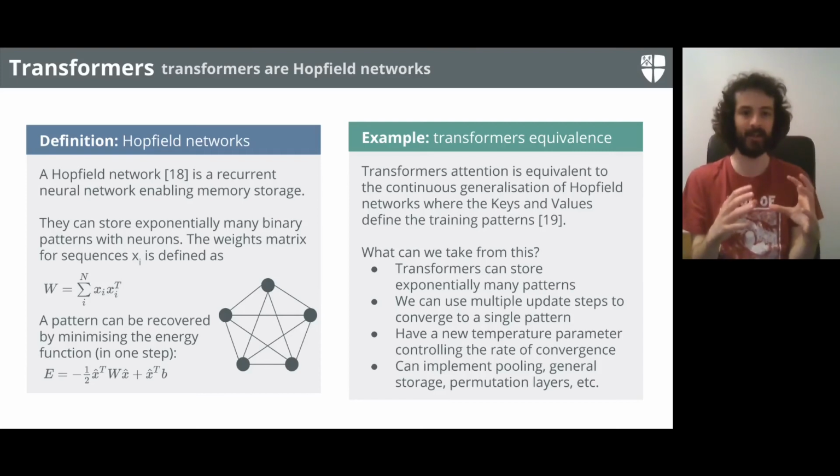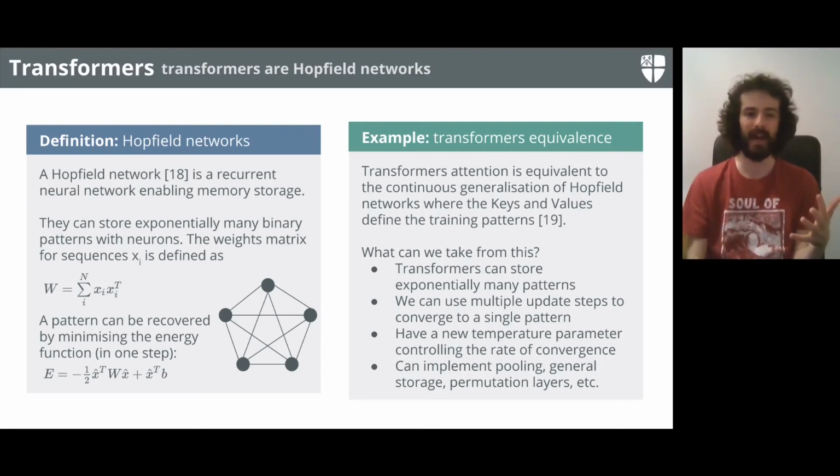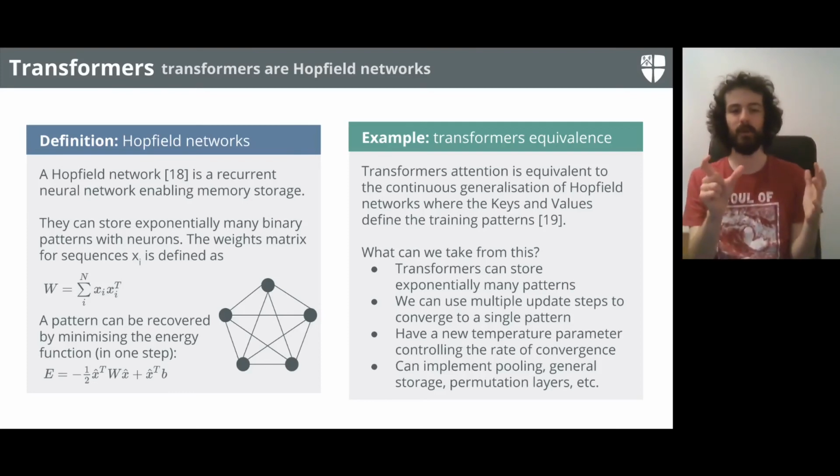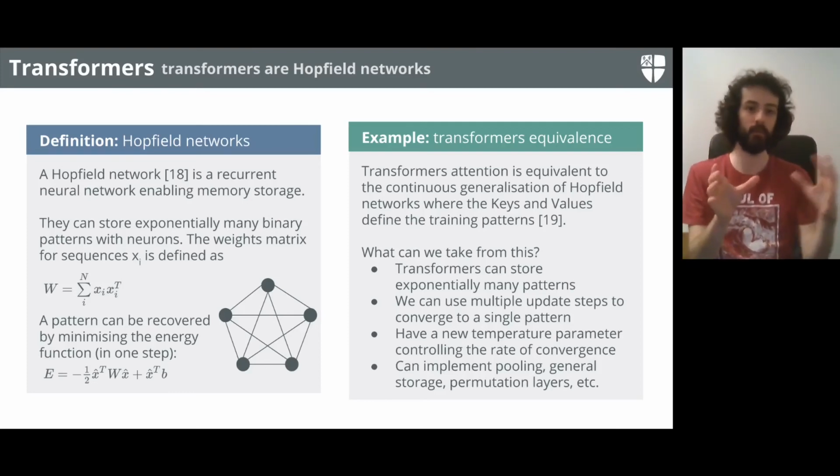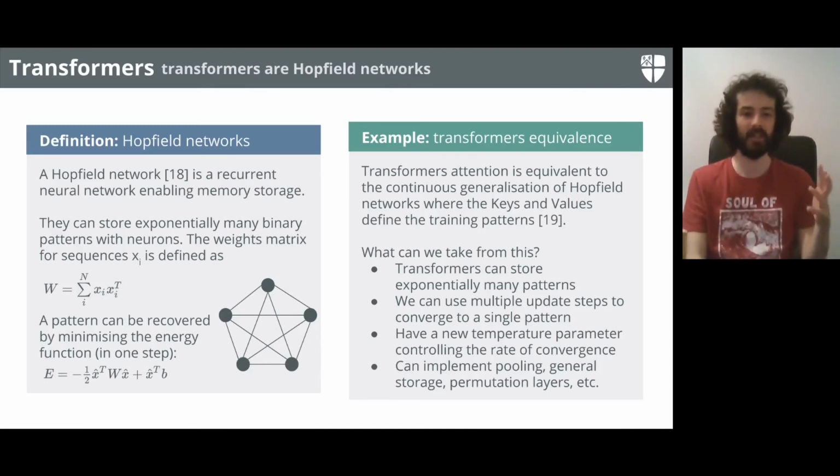It's a fully connected graph, but the weights of that graph are all predetermined by the input sequences we want to train on. And essentially, rather than learning a function, we just say, well, we have this new data point, and I want you to find me whatever your training sample was nearest to it. And we do that by just minimizing this energy function. And actually, we can minimize that basically in one step. It converges exponentially, but one step's pretty good in this binary state. Another cool thing is that we can actually store an exponential number of patterns in these Hopfield networks with an increasing number of neurons.